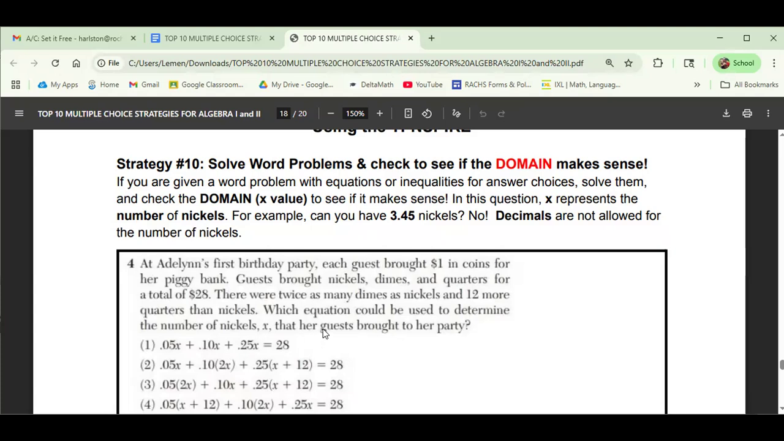All right. Now, I don't think many of my students got this question, but it's definitely one that if you guys looked at the rules that I gave you, the top 10 multiple choice strategies, and you used them, you could have gotten that question pretty easily.